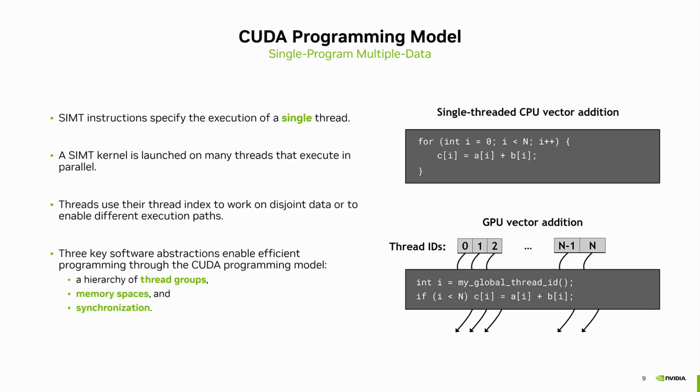Now, the CUDA programming model follows the single program multiple data model of computation. We basically write scalar code, which is then magically launched on thousands of threads that execute in parallel. Each thread uses its thread index to figure out which data to work on or which execution path to follow. The CUDA programming model defines 3 key software abstractions to allow us to program GPUs efficiently: hierarchy of thread groups, memory spaces, and synchronization.